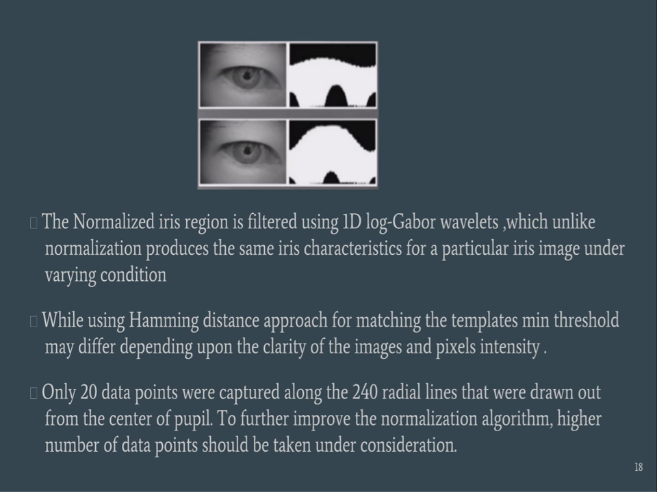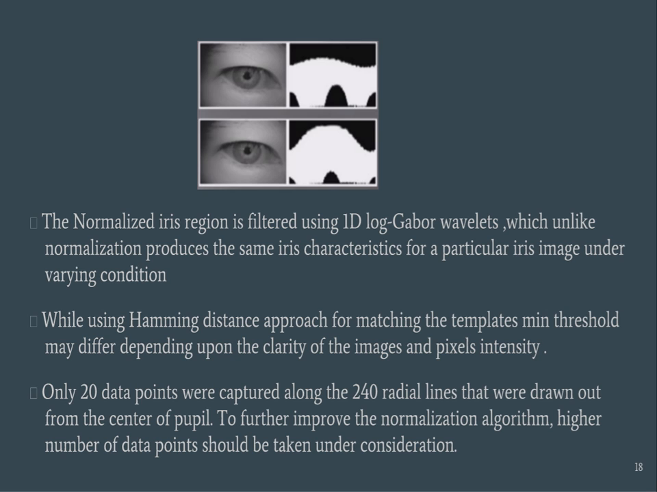While using the Hamming distance approach for matching the templates, the minimum threshold may differ depending upon the clarity of the images and pixel intensity. So that is what I just mentioned. In my case, it was 0.2, and so it's totally dependent on how your images are taken. If they are ultra clear and very good in quality, then you will have a good threshold of Hamming distance, and correspondingly your FAR, which is the false acceptance rate, would be more.